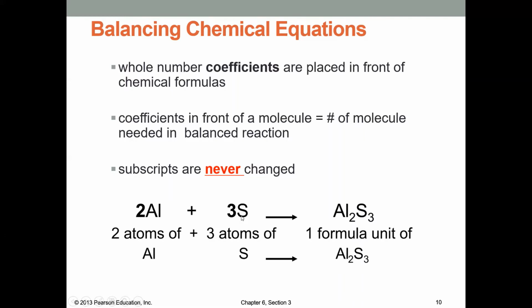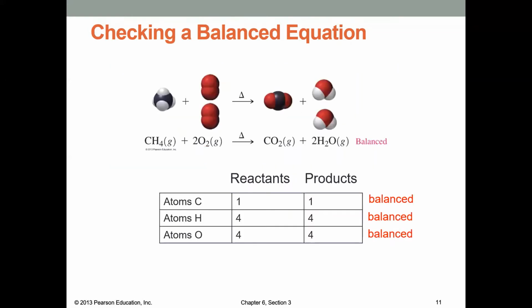And they have to be whole numbers. You can never have half of an atom, okay? All or nothing, so only whole numbers. When we balance chemical equations, the way we do this is we make a lovely little list, and we're going to look and compare the atoms of each in the reactants versus the products.